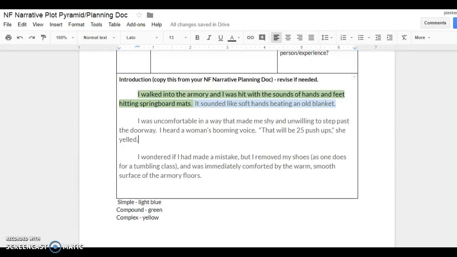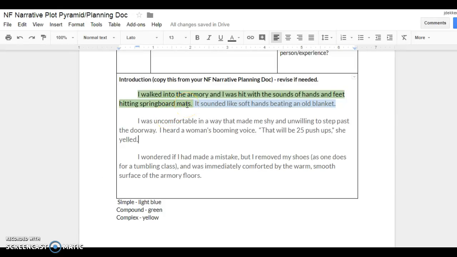So my first sentence in my second paragraph is, "I was uncomfortable in a way that made me shy and unwilling to step past the doorway." I want to examine this and see if there is an independent clause, to know if it starts off as a simple sentence. So, "I was uncomfortable in a way that made me shy." Well, I know that is an independent clause. But I also now see the word "and," which I know is a FANBOYS conjunction, and "unwilling to step past the doorway." I'm wondering now to myself, is this a compound, complex, or simple sentence?